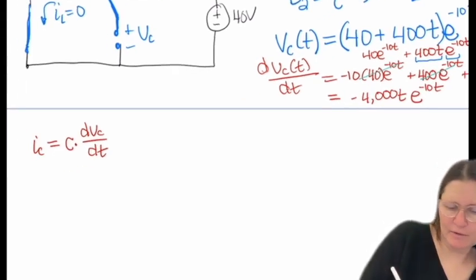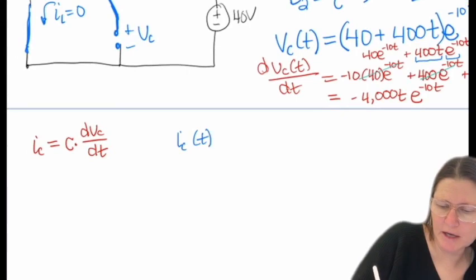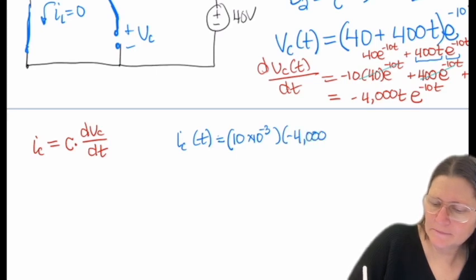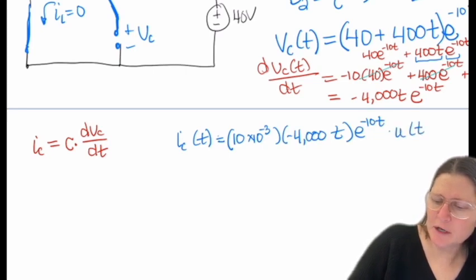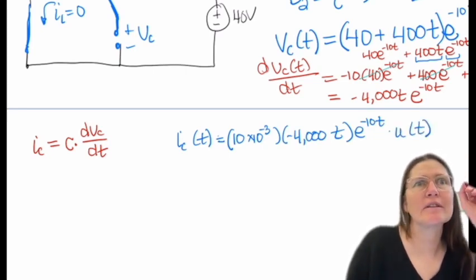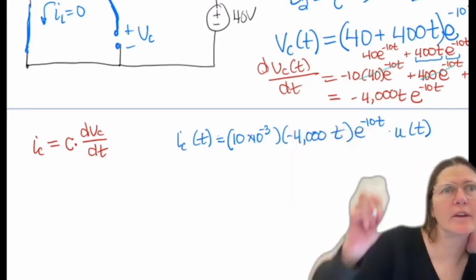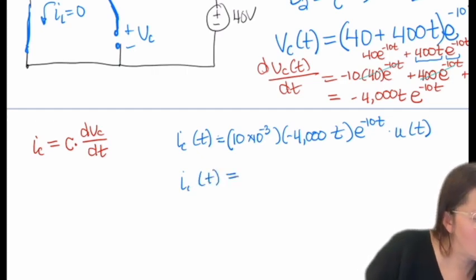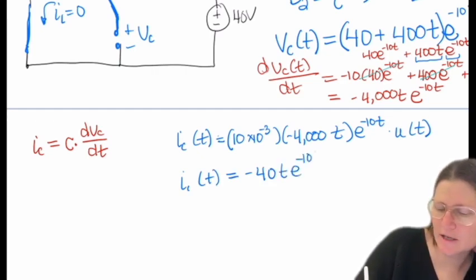Okay, so that's the derivative, and then the IC of t portion of that will be multiplied by C, which is 10 milli, 10 to the minus 3. And remember, this is for everything greater than time 0, so I can put u of t on this. So this ends up being a minus 40t e to the minus 10t u of t.